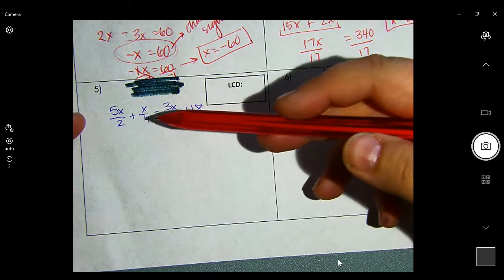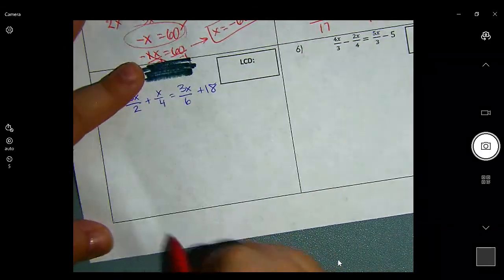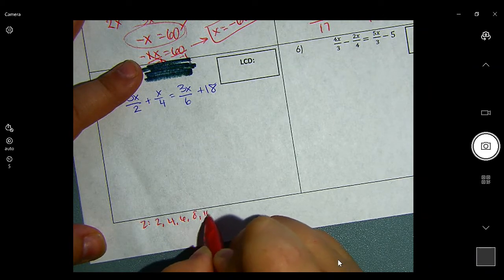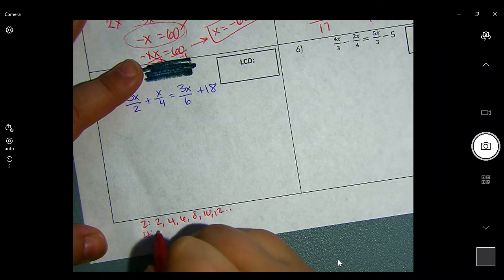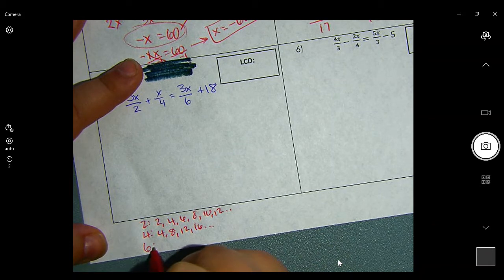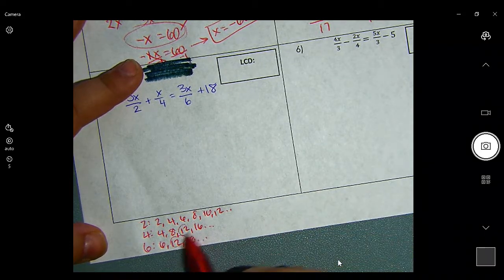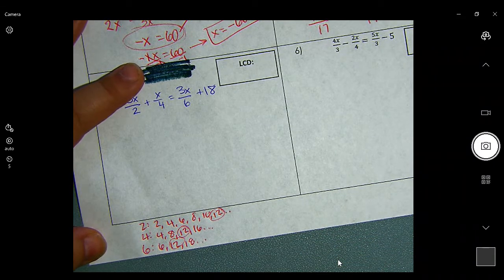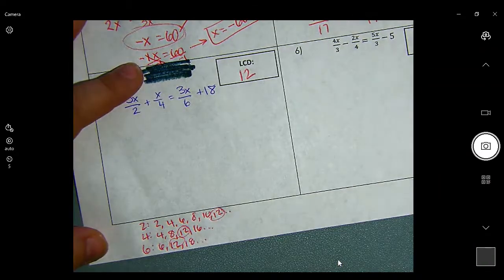Okay, so I have 2, 4, and 6. I need to find the least common multiple of those 3 numbers. So if I'm counting by 2s, I have 2, 4, 6, 8, 10, 12, etc. With 4, I have 4, 8, 12, 16, etc. And 6, I've got 6, 12, 18, etc. All right, so if I look, 12 is the smallest number that all 3 of them have, right? They all 3 have to have the same least common denominator. So this one is going to be 12.